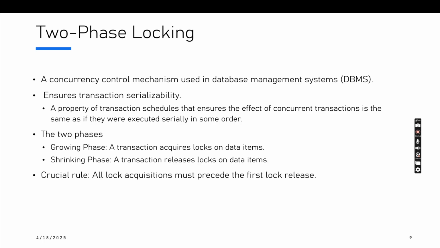In two-phase locking, the two phases are the growing phase and shrinking phase. These phases only refer to acquiring the locks during the growing phase and releasing the locks during the shrinking phase. One crucial rule of two-phase locking is that all locks must be acquired before any of the locks can be released.